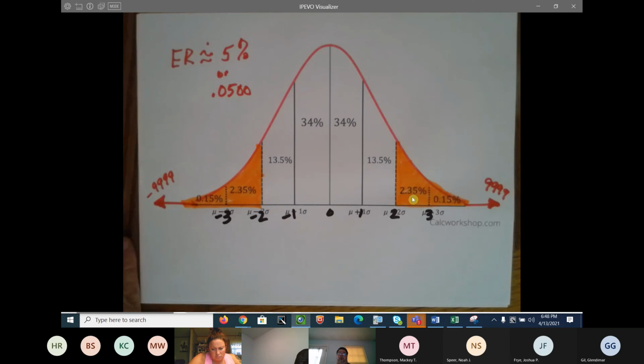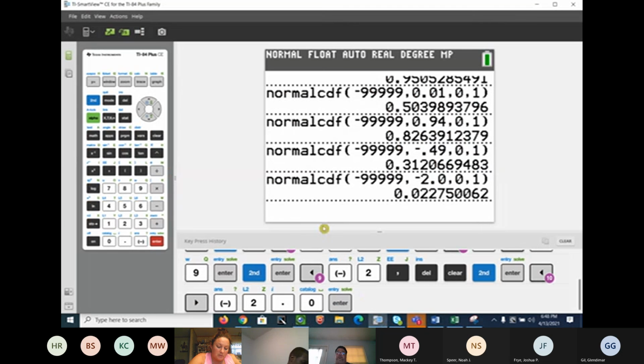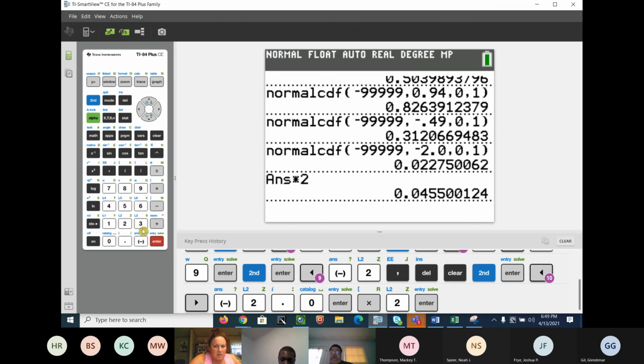Since the two are symmetrical, you just take this right here, which was 0.0228, and multiply that by 2. I'm going to do that right now. Multiply that by 2, and your answer is 0.0455.